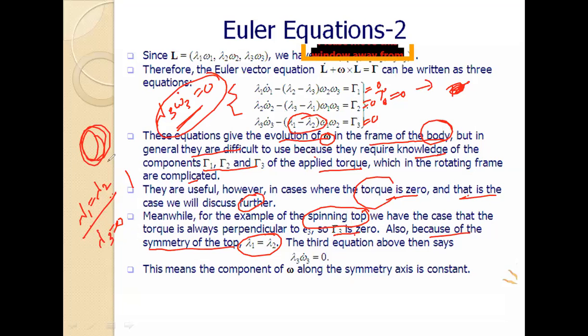Okay, so use this. This is the condition. They're going to ask in competitive exams: what is the condition for a spinning top? So lambda 1 is equal to lambda 2, and lambda 3 equal to 0.